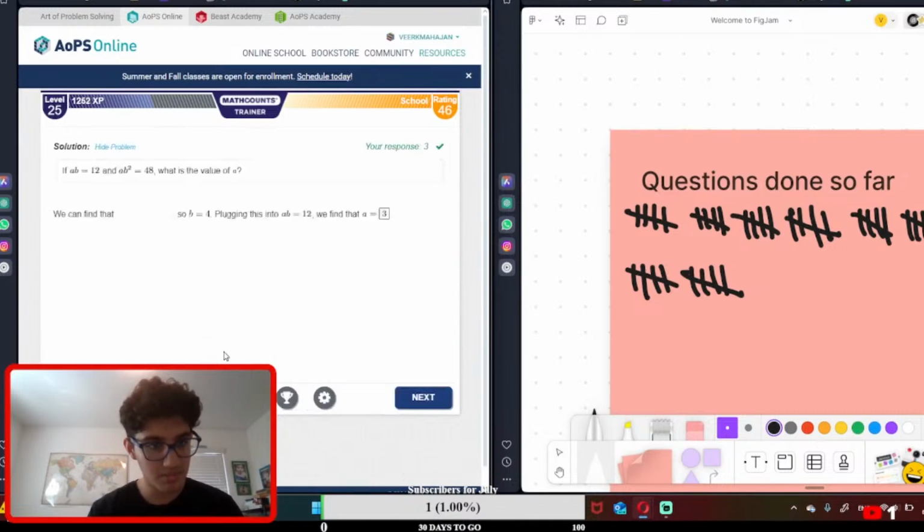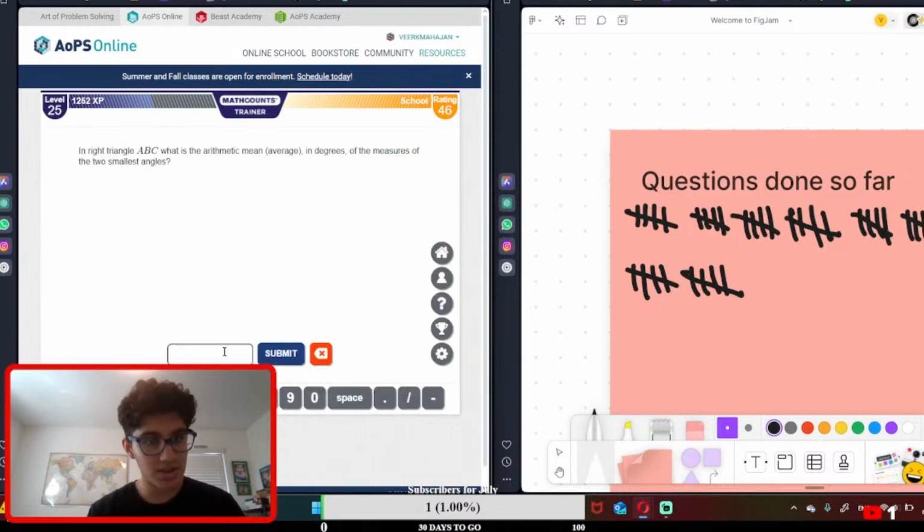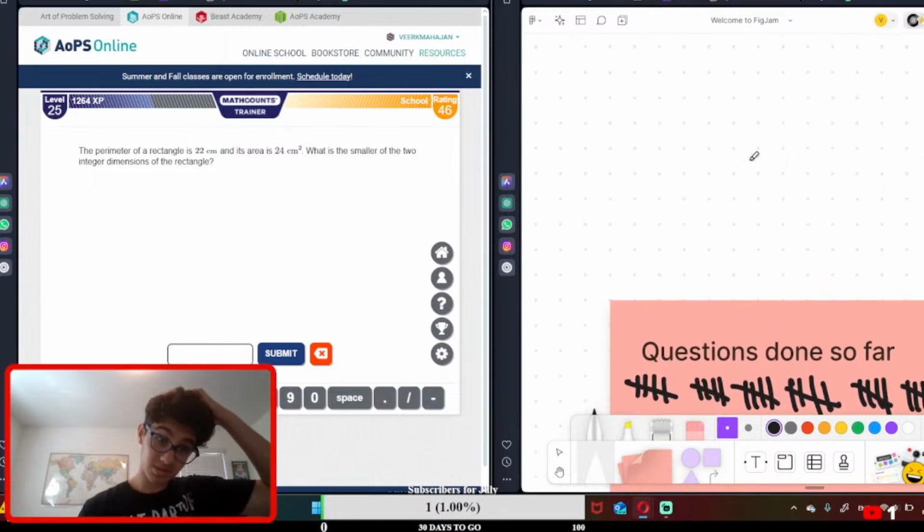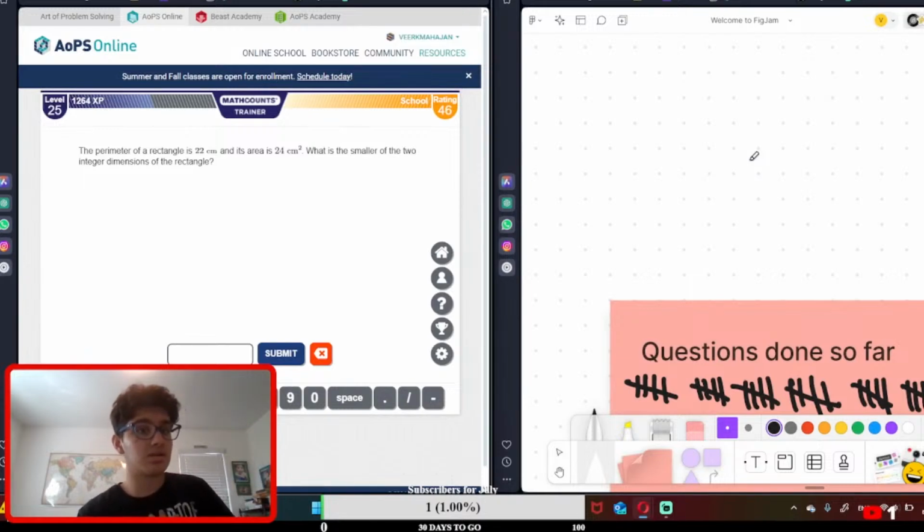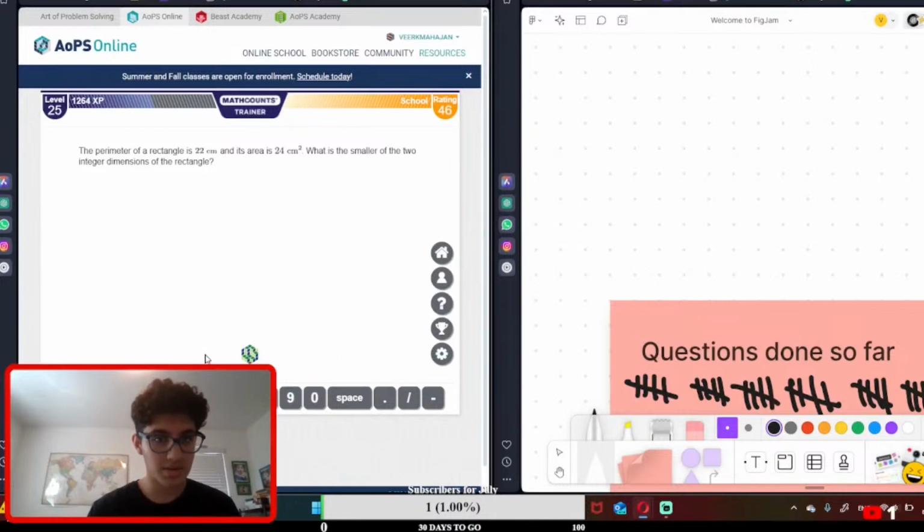4, so 3. In right triangle ABC, what is the arithmetic mean in degrees of the two smallest degrees? It'll be 45. A horse 24 feet from the center of a merry-go-round makes 32 revolutions. In order to travel the same distance, 8 feet, you just have to make 3 times as many, so 96, I think. The perimeter of a triangle is this and that. What is it? If they're integers, then we can just take 8 and 3, I think. So it'll be 3. Yeah.